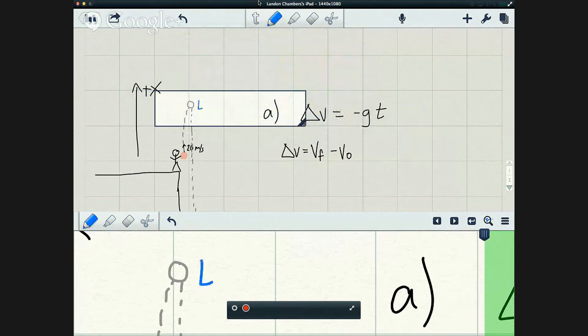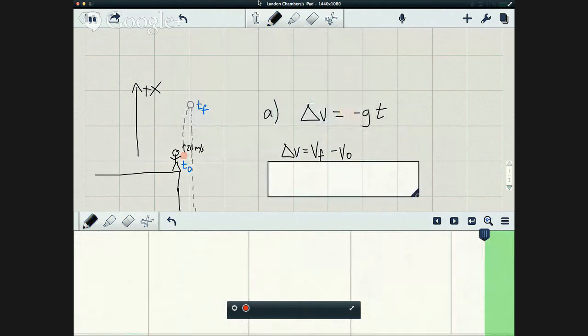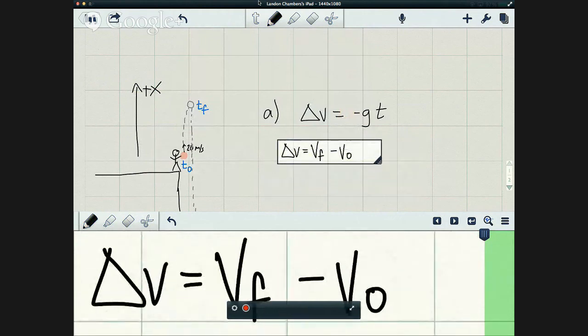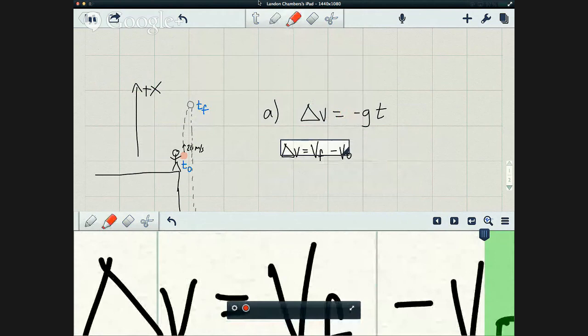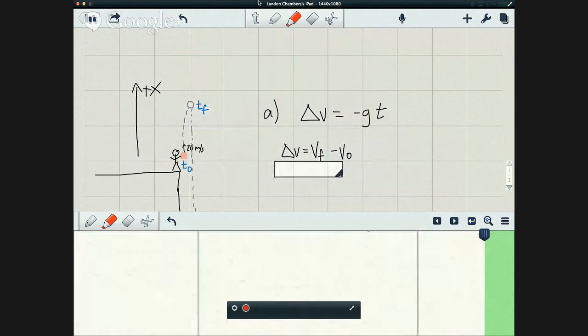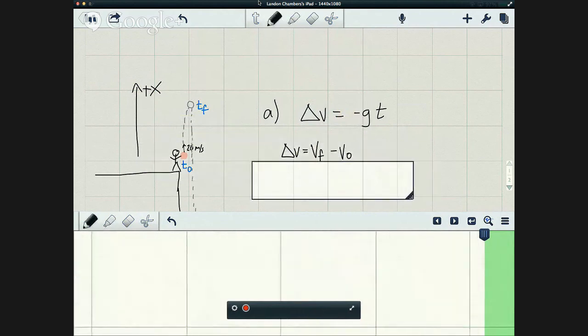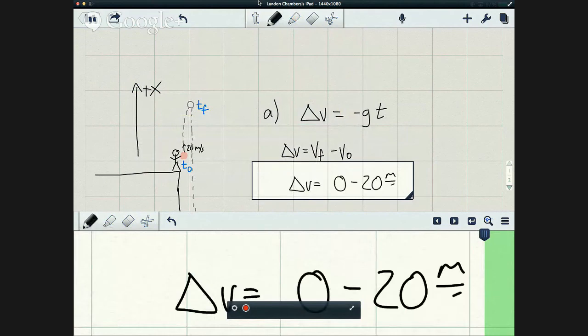When the ball is here, we'll call that T final for now. And when the ball is at the initial point, we'll call that time T initial. So the change in velocity here is given by the velocity at the time T final, which we'll call V final. And what is that? It's the velocity at the final time T final, which is going to be 0 by definition of the top of its trajectory. Now, V initial is given to be 20, so delta V is 0 minus 20 meters per second, negative 20.